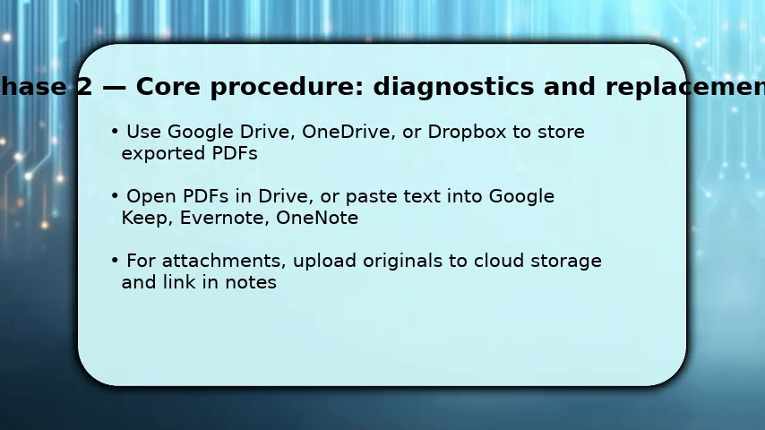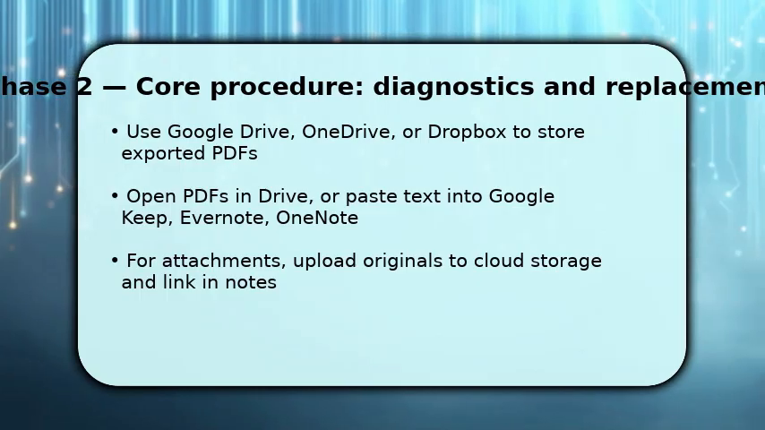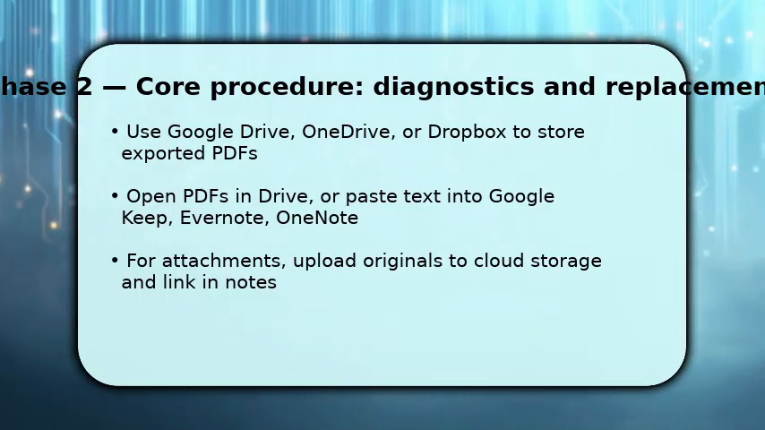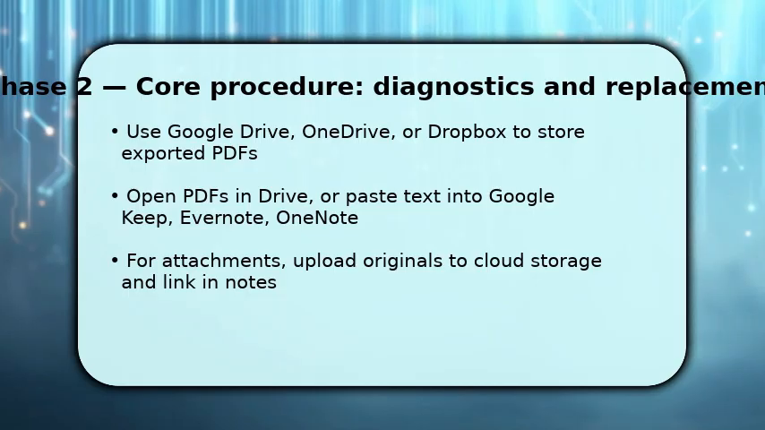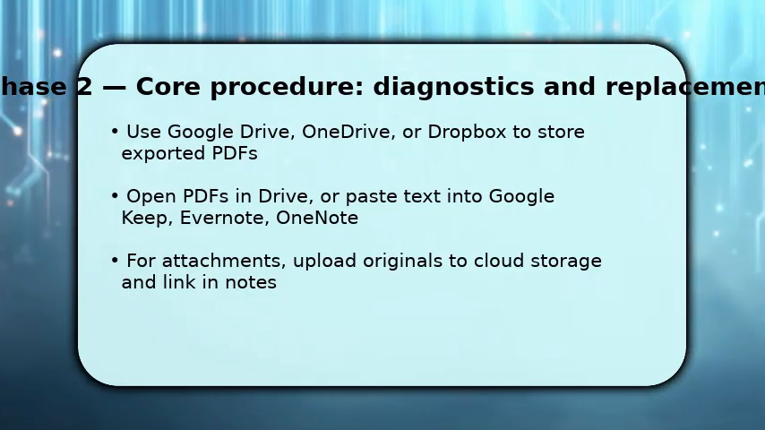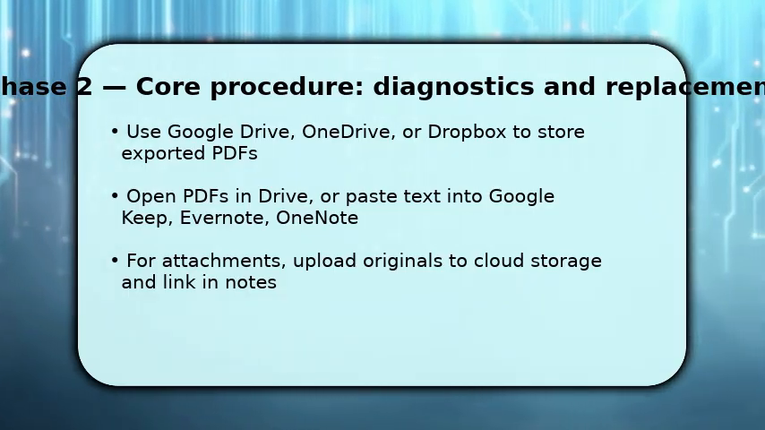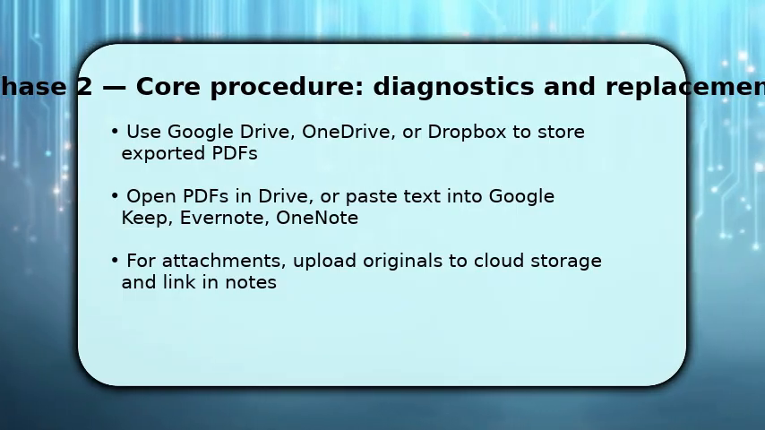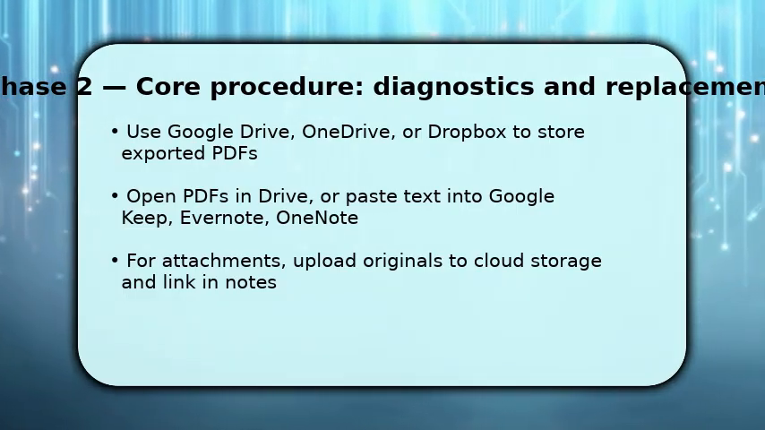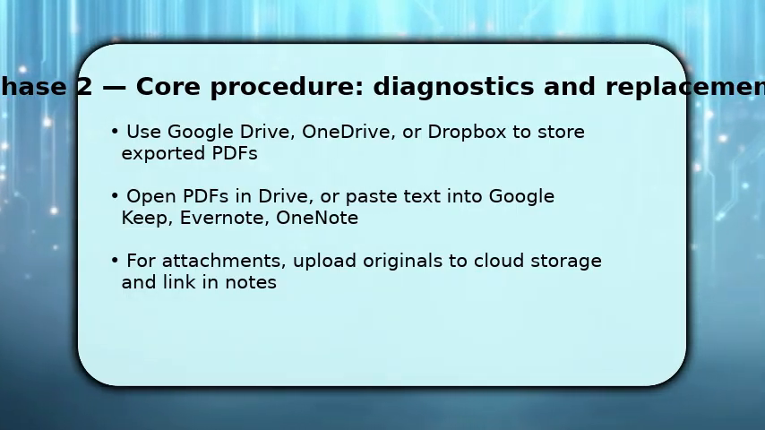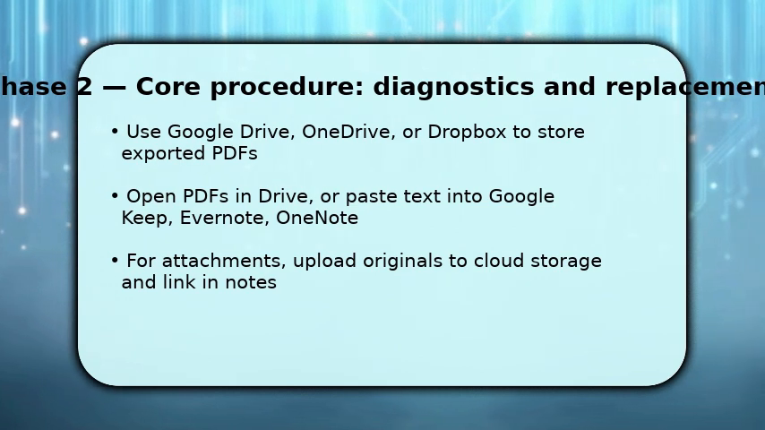Next, import or paste the note text into Google Keep, OneNote, or Evernote. These apps index search and offer tagging. Once done, recreate any folder structure with tags or notebooks for organization. Make sure attachments are linked or embedded, because keeping context improves searchability and keeps your workflow consistent across devices.